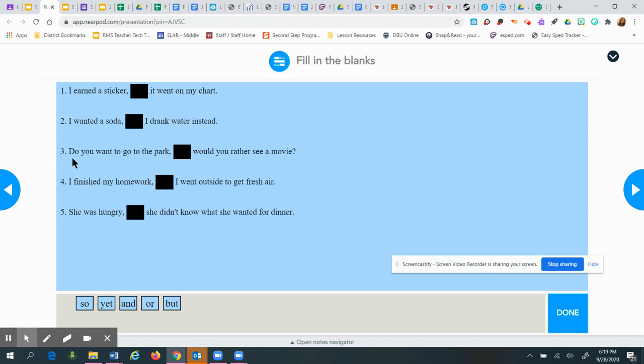Number 3, do you want to go to the park? Would you rather see a movie? Do you want to go to the park, blank, would you rather see a movie? Number 4, I finished my homework. I went outside to get fresh air. I finished my homework, blank, I went outside to get fresh air. Number 5, she was hungry. She didn't know what she wanted for dinner. She was hungry, blank, she did not know what she wanted for dinner.